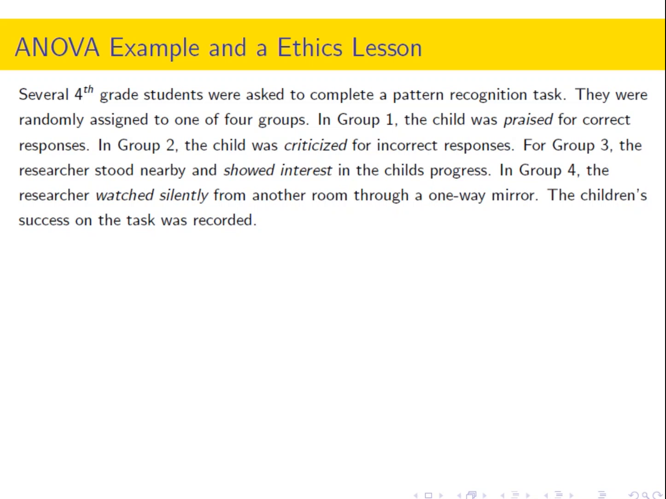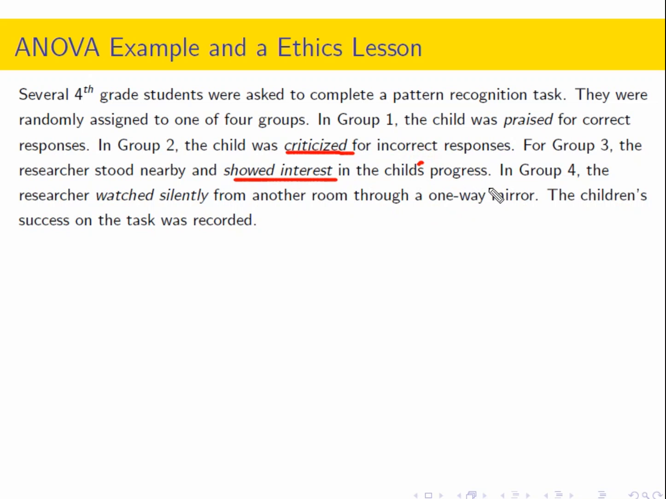In group 1, the child was praised for correct responses. Group 2, check this out. In group 2, these 9 and 10-year-olds are criticized by an adult for incorrect responses. They get it wrong, they get yelled at. In group 3, the researcher stood nearby and showed interest in the child's progress. Sorry, I missed my punctuation there.